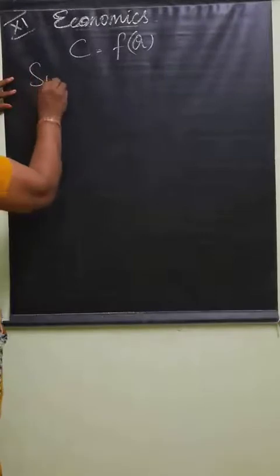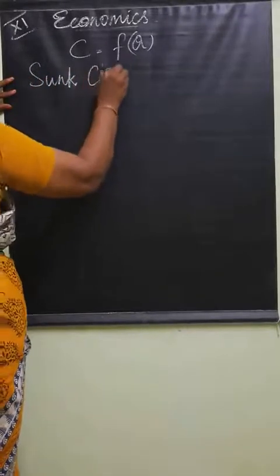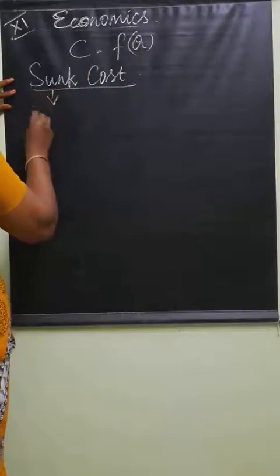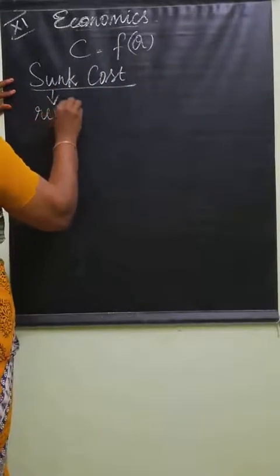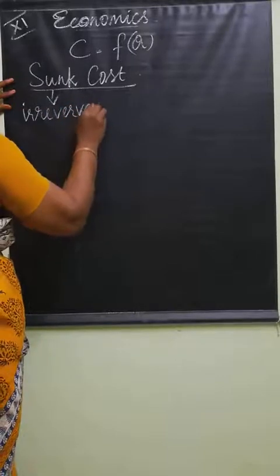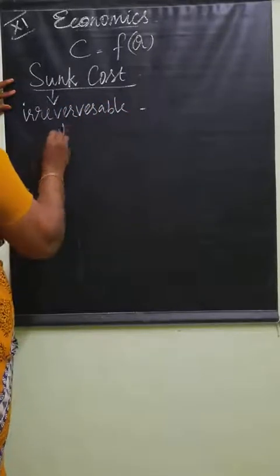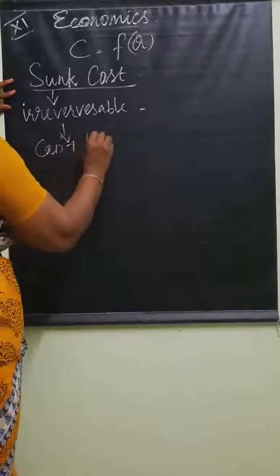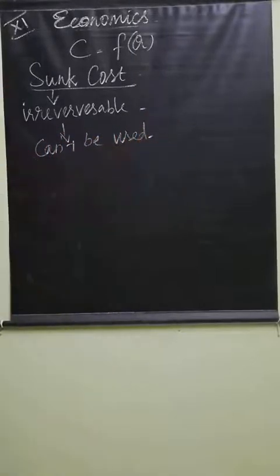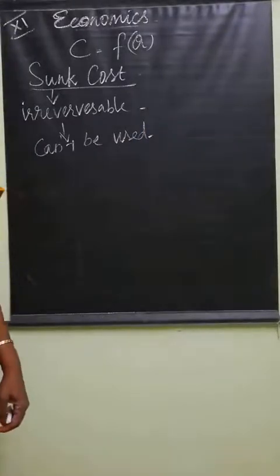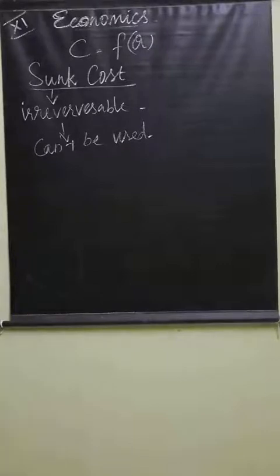The next one is sunk cost, which cannot be reversed, it is irreversible, cannot be reused. That is sunk cost. So the cost, the expense, once spent for something will become history. It should not be relevant to future use. That type of cost is called sunk cost.